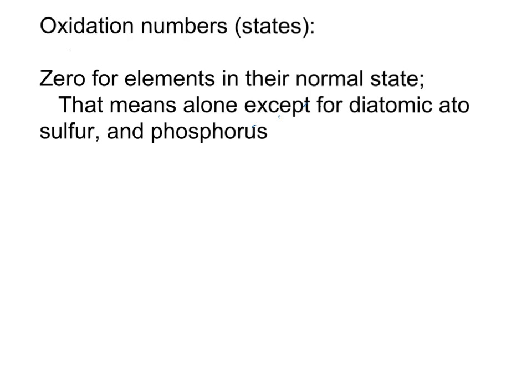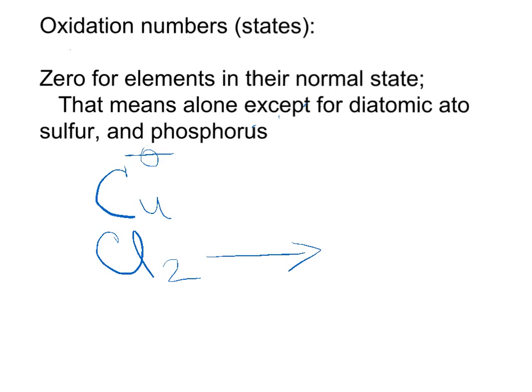An example would be if I looked at copper. If it's listed in an equation all alone, then its oxidation number is 0. And we normally will write the oxidation numbers above an element. Let's say, though, that you have chlorine, and it's Cl2. Now, it might go through some reaction and end up that it has 2 chlorine ions. But because it's diatomic, while it's shown diatomic, it will have an oxidation number of 0.